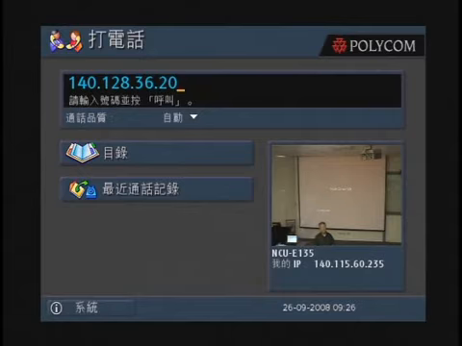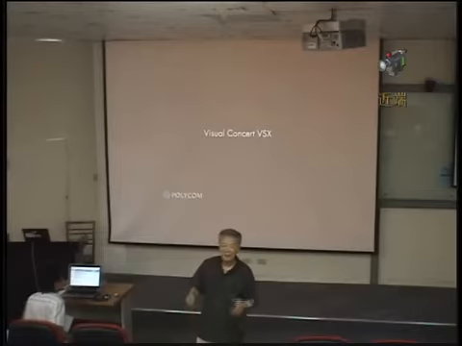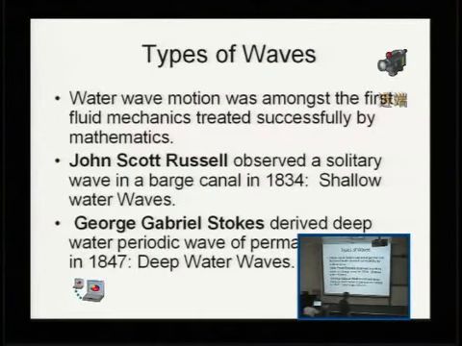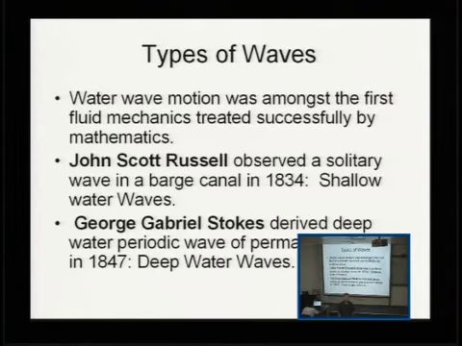He rode the horse and followed the wave for miles. The wave was still there, and he was so amazed. He went back and did a lot of experiments. Once he finished his experiments, he made a report ten years after the initial observation. In 1844, he went to the British Association for the Advancement of Science, like our AAAS, and made a report, and the reception he got was very bad.